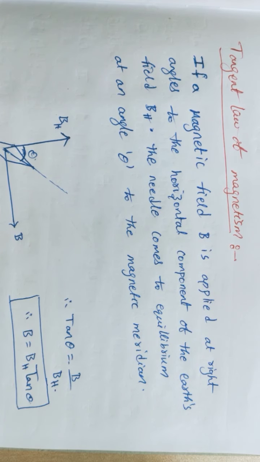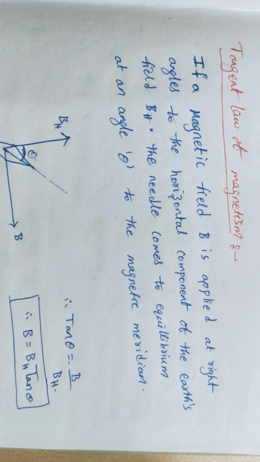Good morning, students. In the last class we completed the concepts of relative permeability and susceptibility in magnetism. In that, we represented a relation between relative permeability and susceptibility: mu r is equal to 1 plus chi. That is the notation we represented.